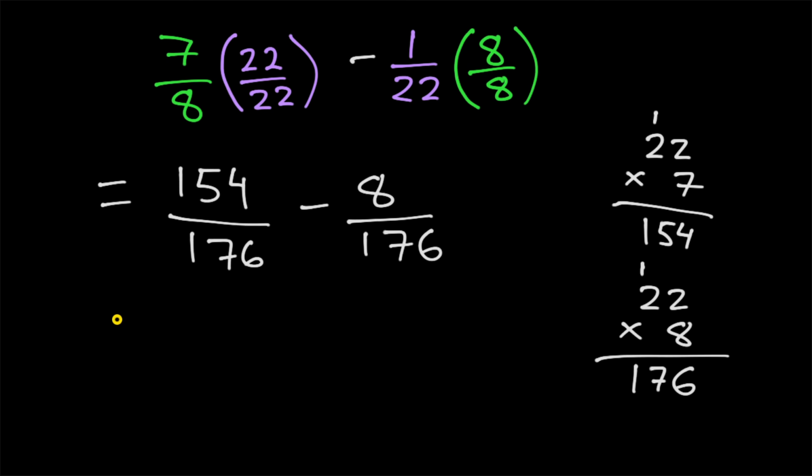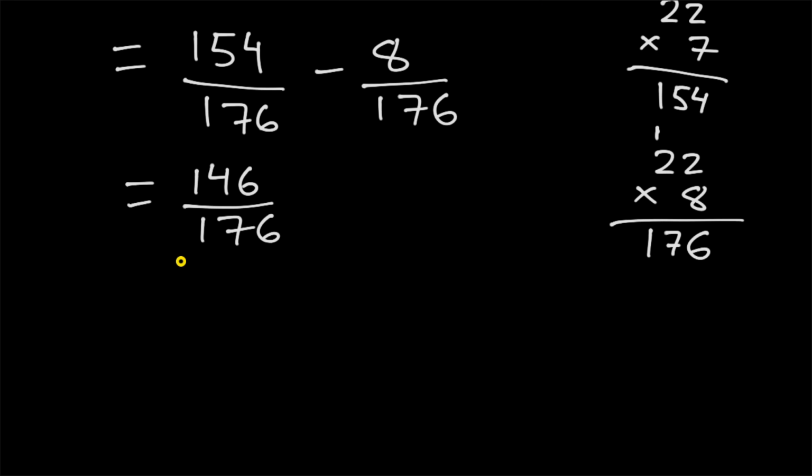176. And so this is going to equal 154 minus 8. Well, 154 minus 8 is equal to 146 over 176. Now we're not actually done here. We can reduce this fraction. It's very easy to reduce this fraction by taking out a 2 from the numerator and the denominator, because both the numerator and the denominator are even numbers.